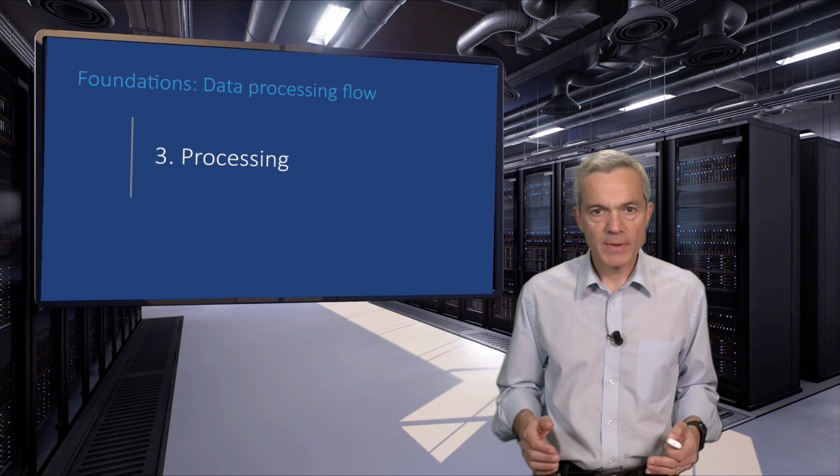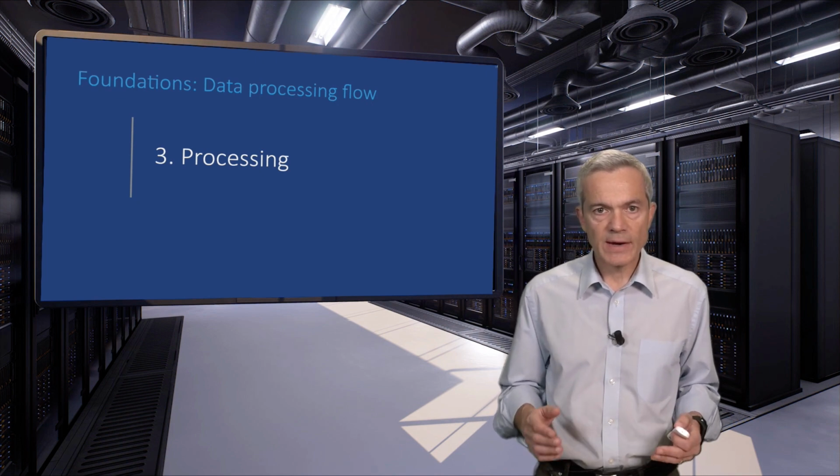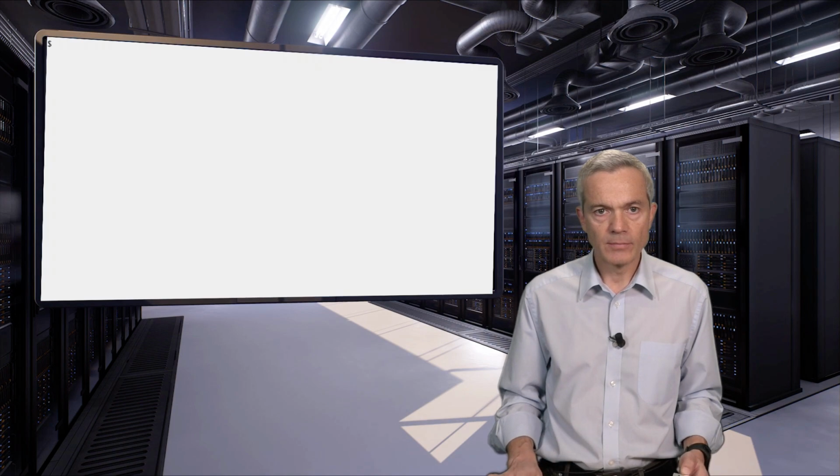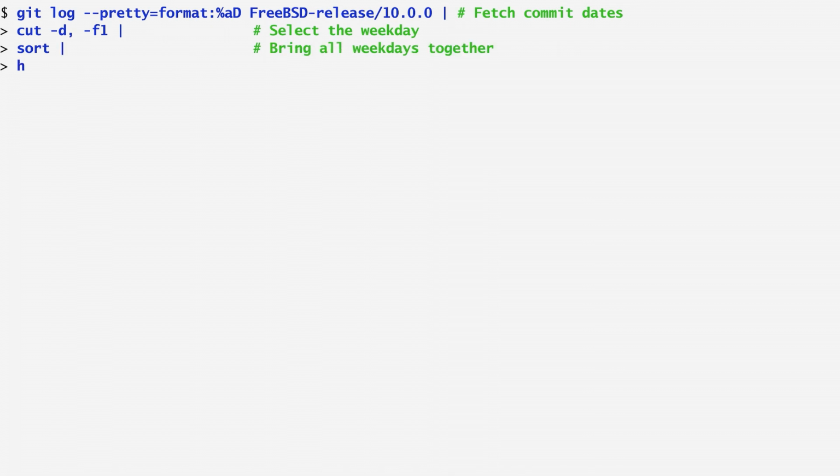The third step, the processing one, brings together all the days so that we can then easily count them. To bring all days together, once again I run git log and cut, and this time I pass the output of cut to sort in order to sort all days alphabetically. In our case, the output starts with all of the Fridays brought together. The other days follow much later on.